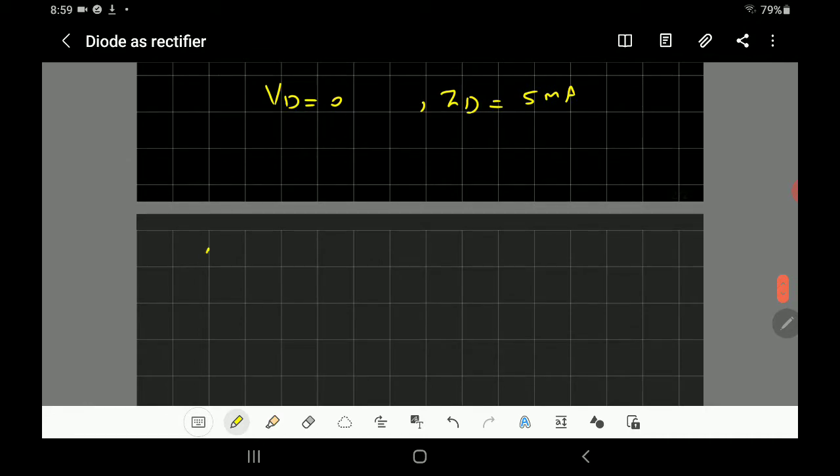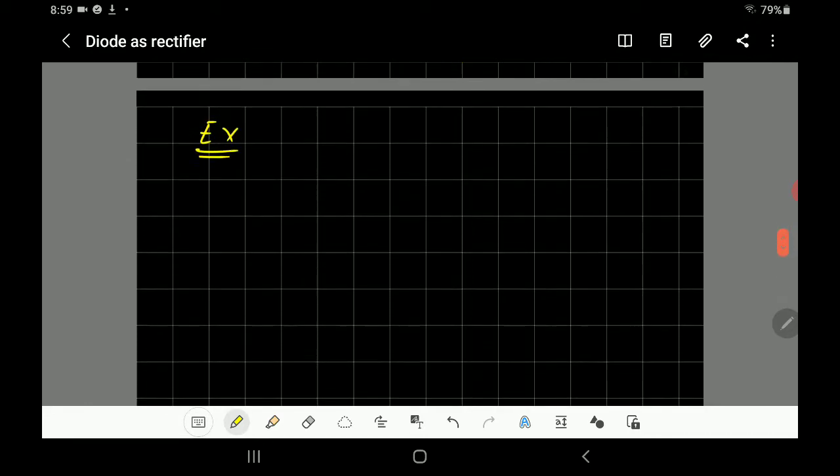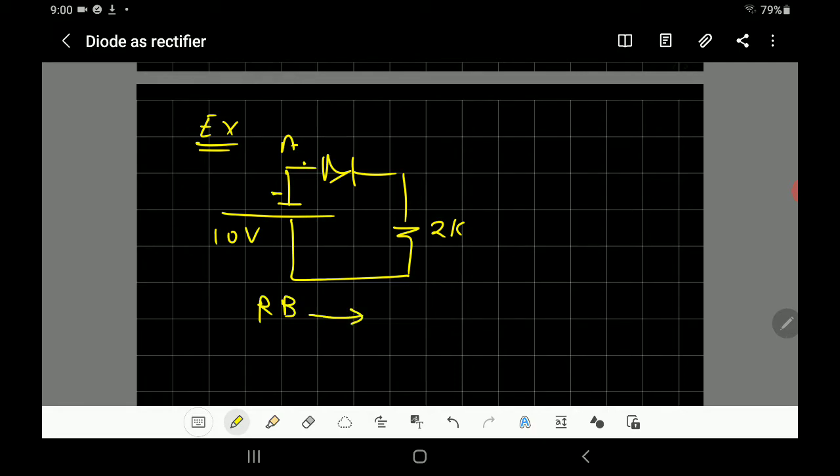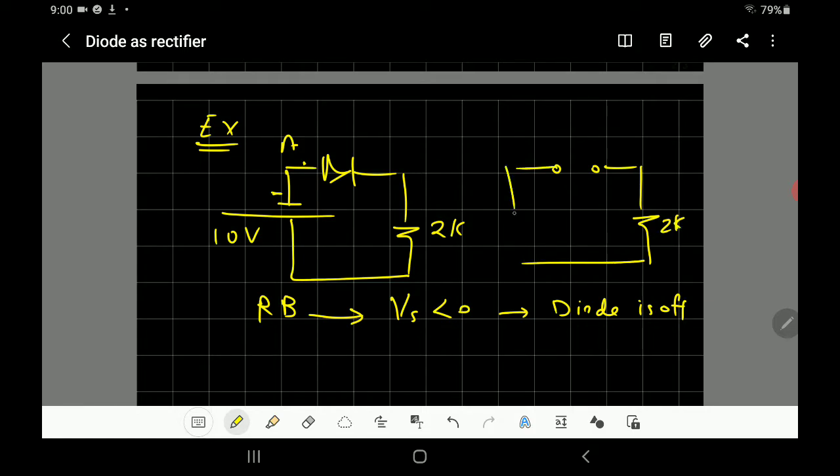Let's now have another example, and we'll flip this voltage. So that's the diode, that's the resistance 2 kilo ohm, and the voltage will be reversed. So the negative polarity is connected to the anode. So it's going to be reverse biased. And since it's reverse biased, the voltage is less than 0 and the diode is off. When the diode is off, it will be like an open circuit. And that's your load, and that's the source.